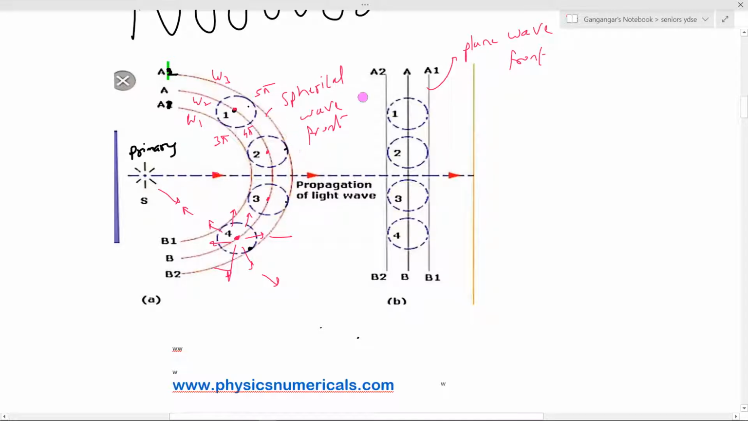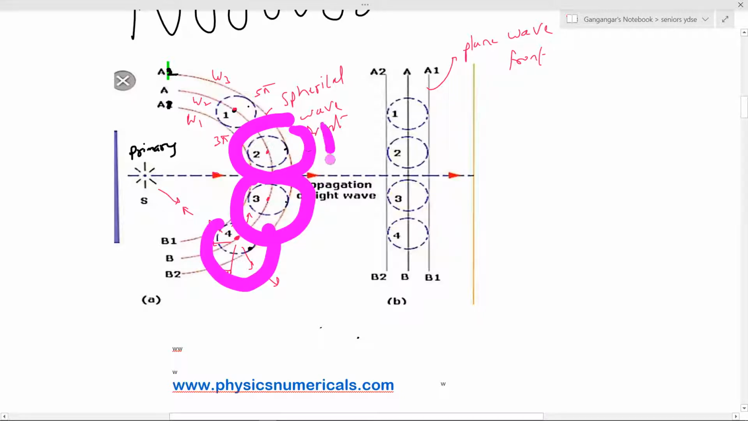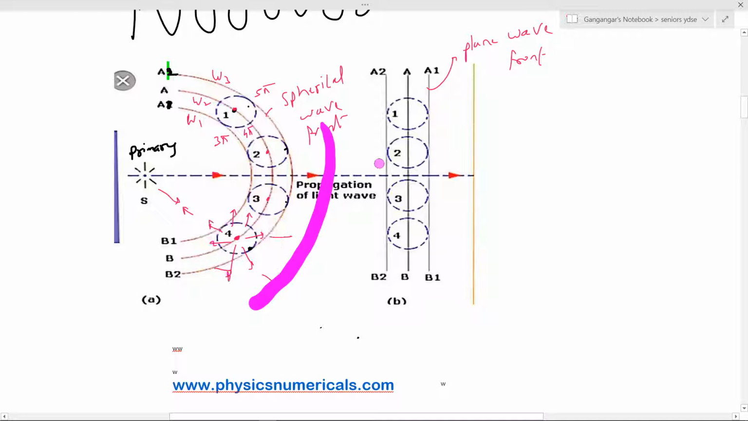So means now, sir, how come the wave will reach here? So definitely what I can say is different. So can you assume like this? And again, you draw a tangent. So this will become a new wavefront. In this way, what happens? Every point on a wavefront will be like a secondary source.